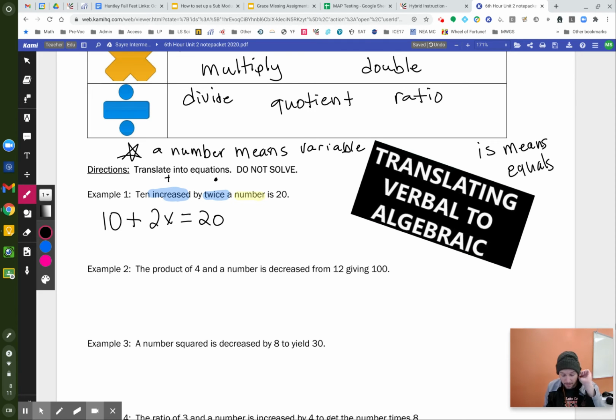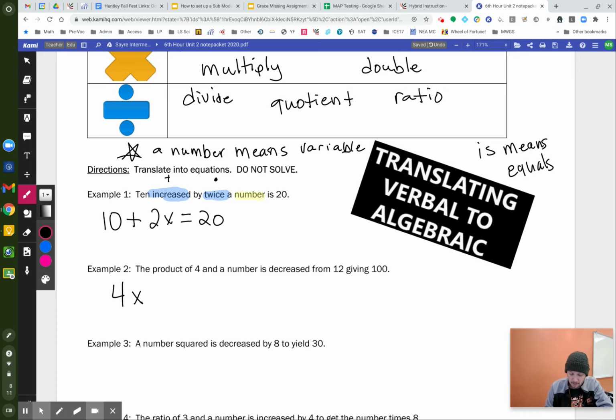Apparently I do this all the time when the bell's going to ring. All right, so example 2 says the product of 4 and a number. Okay, so product means multiply. And 4 and a number, so a number we said was x, or a, or b, or y, whatever variable you want to use. I usually go with x, but you can pick any letter you want.